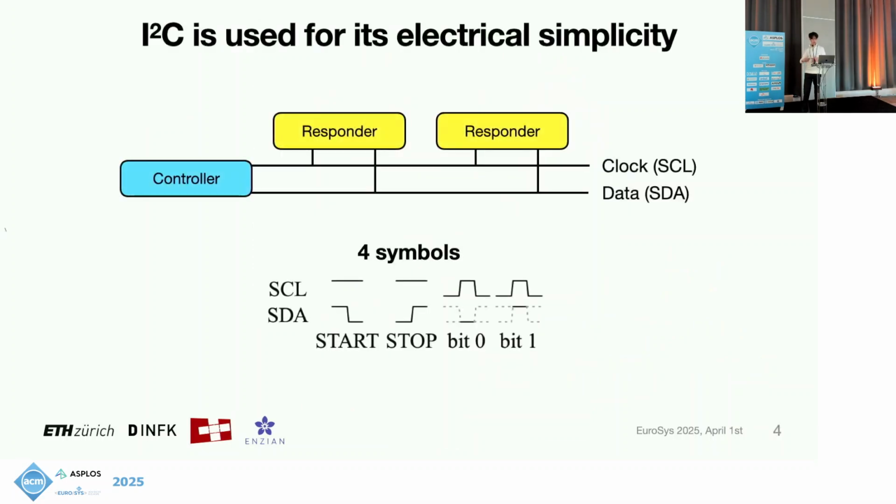I2C is a widely used protocol because of its electrical simplicity. The protocol itself is very complicated, but the wiring is simple. It only has 2 wires, 1 clock and 1 data. On one I2C bus, there's 1 controller in blue and one or more responders in yellow. And the electrical level on these 2 wires encodes these 4 I2C symbols.